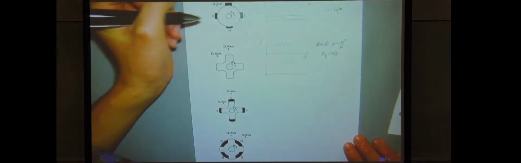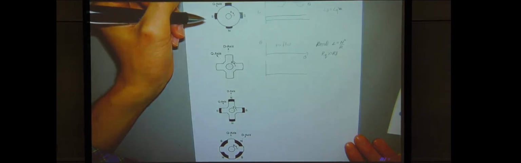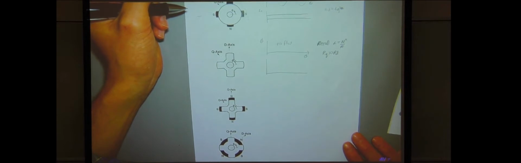So therefore, we have that RQ is going to be much greater than RD. Let me know if that's too small. You can read it? Do I need to make that bigger? That's fine? Okay.